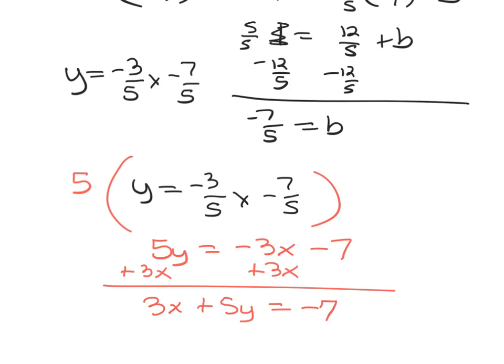So no fractions, no decimals. And the x term needs to be positive when you write it in standard form. However, all answers tonight will be in slope intercept. But again, for the test, be able to write any of your answers in any of the 3 forms.